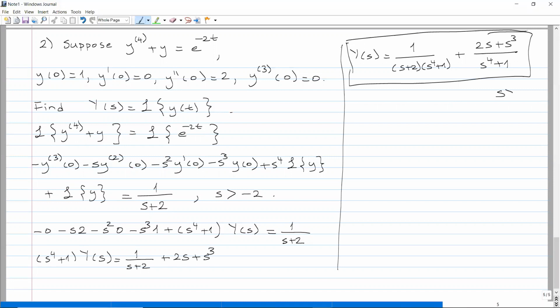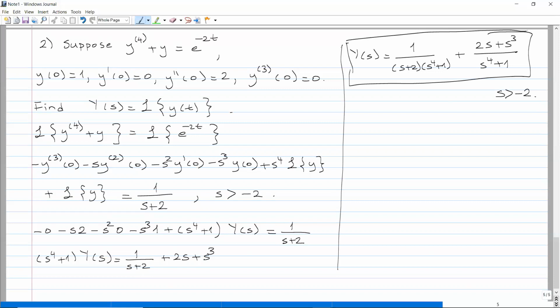And this is for, remember, s greater than minus 2, because on the other side, to find the Laplace transform of cosine 2t, we need to take s greater than minus 2. Okay, so I hope that it's more or less clear how to find the Laplace transform of our function.